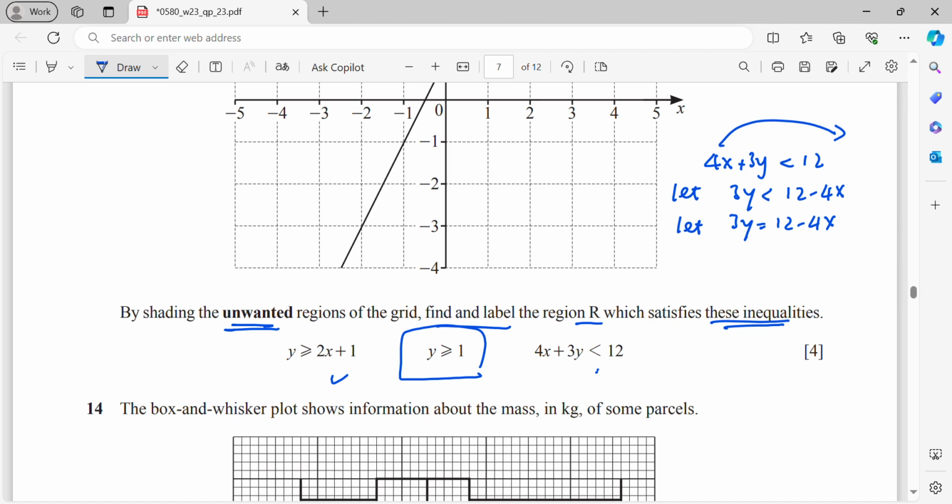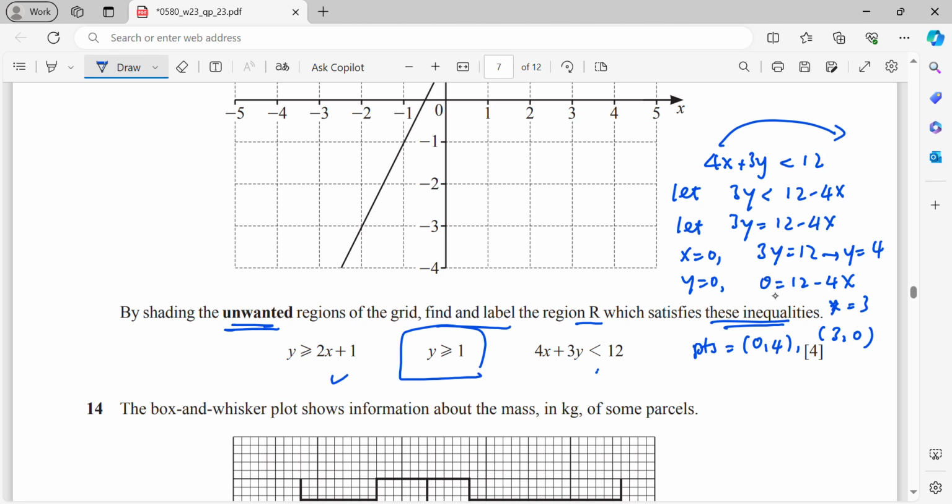Okay, and now I need to get 2 points to draw this line. When x equals 0, I get 3y equals 12, which means y equals 4. Then when y equals 0, 0 equals 12 minus 4x. Therefore, x is 3. So now I have 2 points, with coordinates (0, 4) and (3, 0).